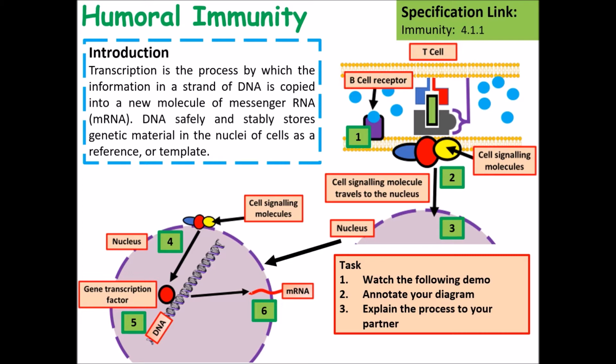So the next bit that we need to think about in terms of producing antibodies is the process of transcription. Transcription is a process by which the information in a strand of DNA is copied into a new molecule of messenger RNA. The DNA is then safely and stably stored as genetic material, and it's encased within the nucleus of the cell.